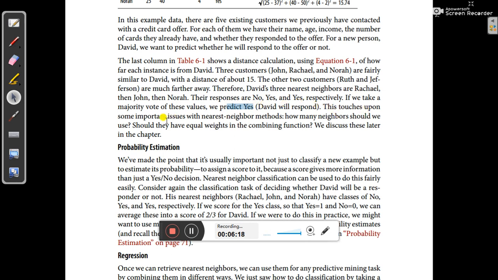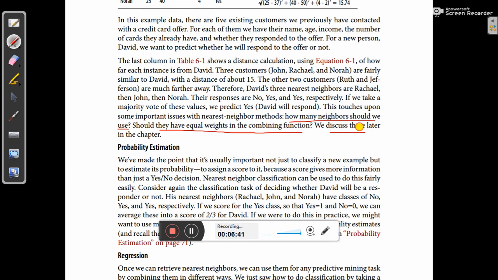This touches upon some important issues with nearest neighbors. How many neighbors should we use? Should they have equal weights in the combining function? We discuss it later in this chapter. So those are the main questions here. We give some focus to these questions: how many neighbors should we use, and should they have equal weights in combining functions?